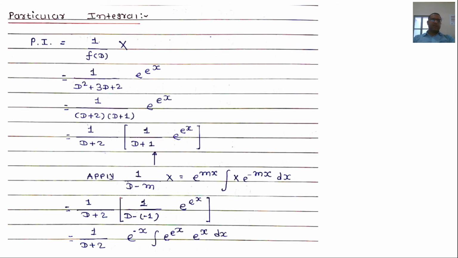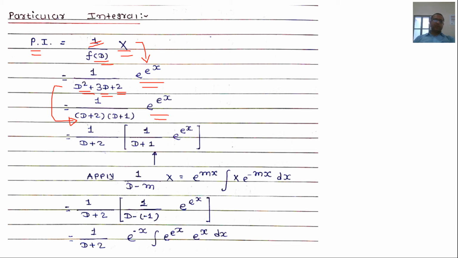Now let us find the particular integral. Now particular integral is given by 1 upon f of D into capital X. Put the value of f of D as D square plus 3D plus 2, and capital X is equal to e raised to x. Now factorize the denominator. So you will get 1 upon D plus 2 into D plus 1 e raised to x.